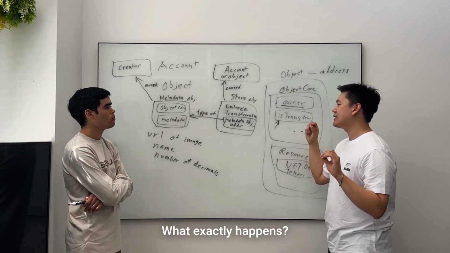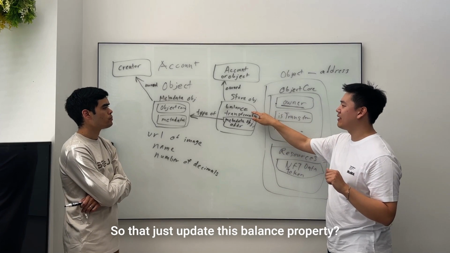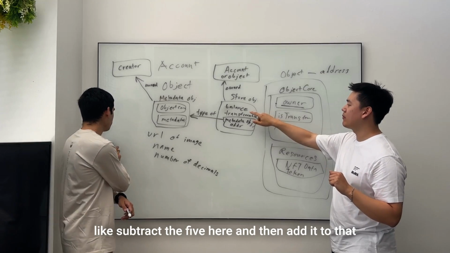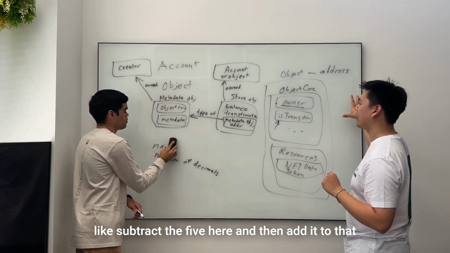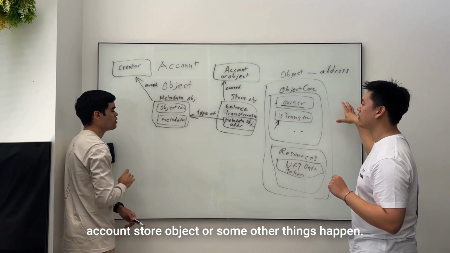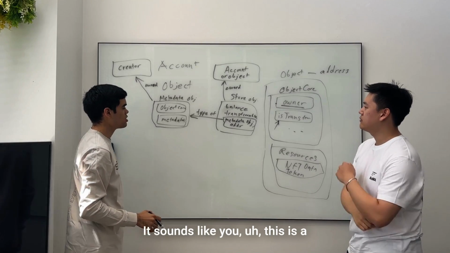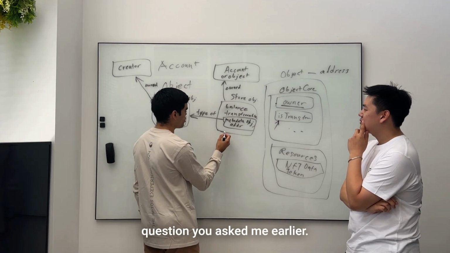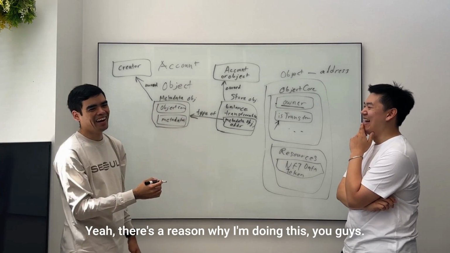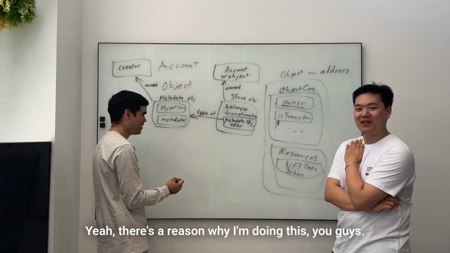Yeah. What exactly happens? Does that just update this balance property, like subtract the 5 here and then add it to that account store object? Or some other things happen? Yeah, it sounds like this is a question you asked me earlier. Yeah. There's a reason why I'm doing this, you guys.